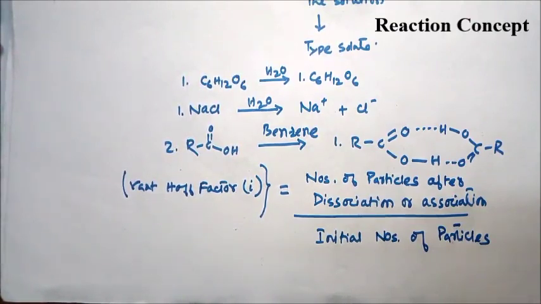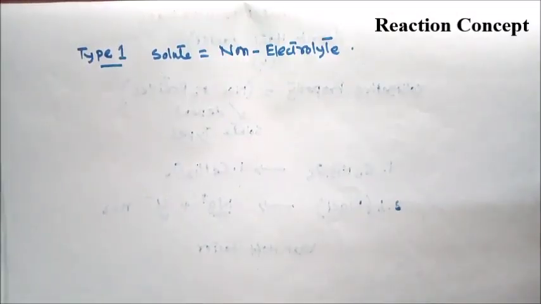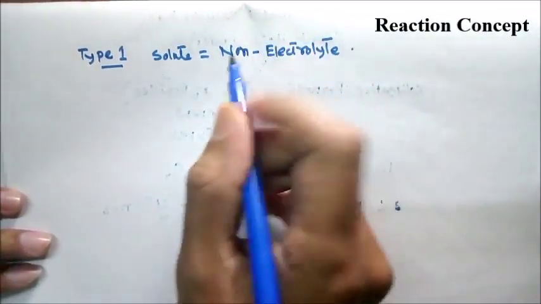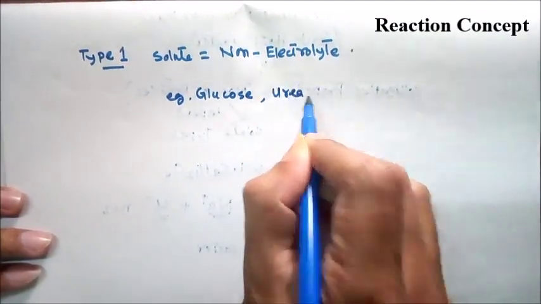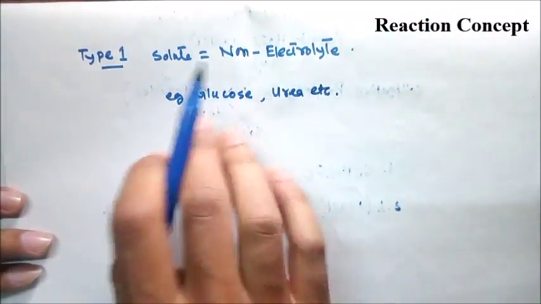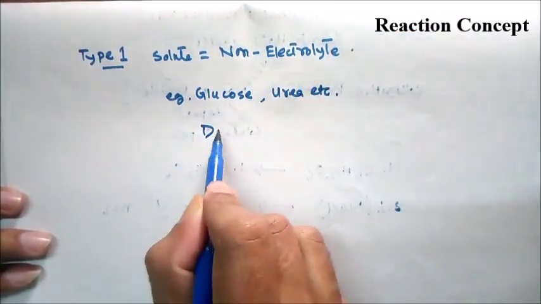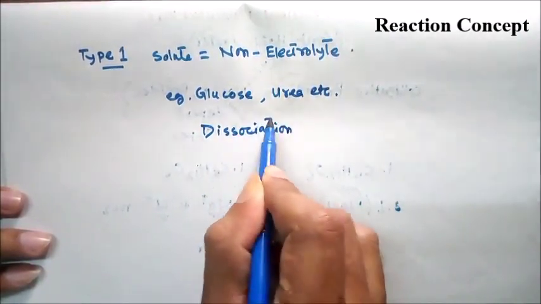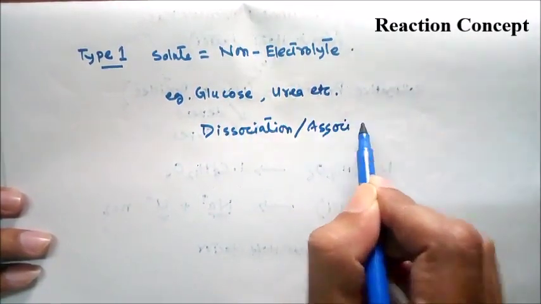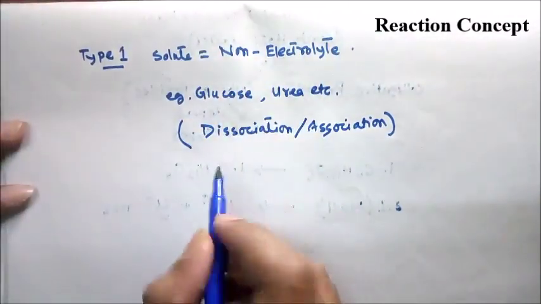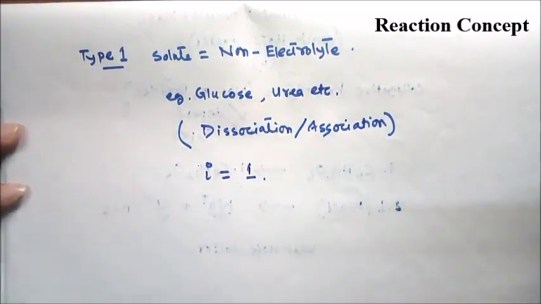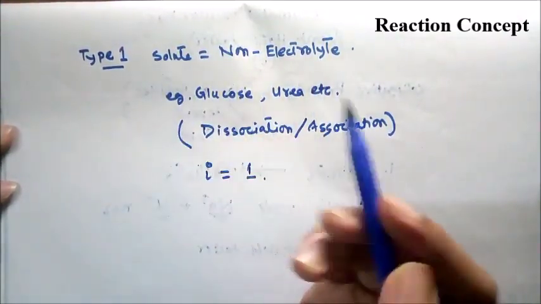So for different types of solute we have different formulas for the Van't Hoff factor. Let us discuss the Van't Hoff factor for different types of solution. Let us first consider the first type of solute, that is non-electrolyte. For example glucose and urea are non-electrolytes. When you dissolve this kind of solute in a solvent like water, it doesn't undergo dissociation or association. So for such a solute, i, that is the Van't Hoff factor, is equal to 1. So for a non-electrolyte the Van't Hoff factor is 1.